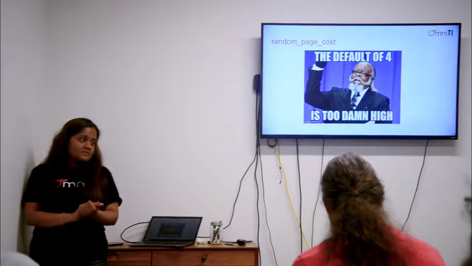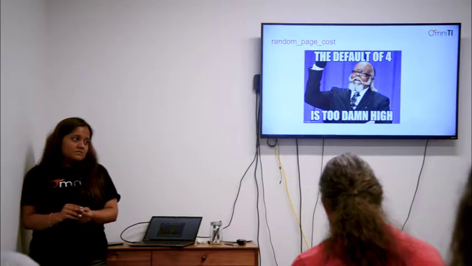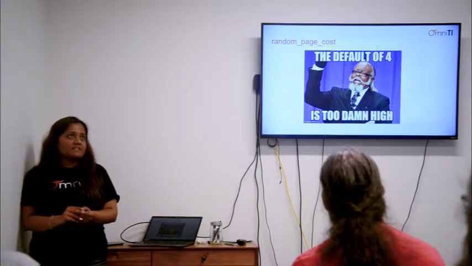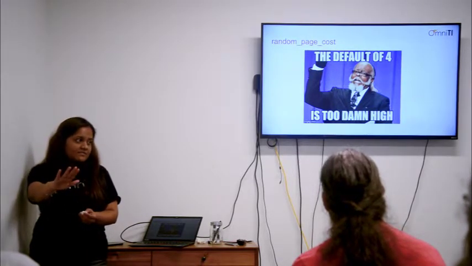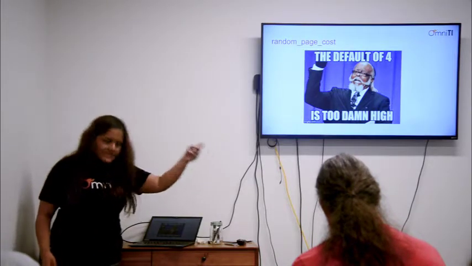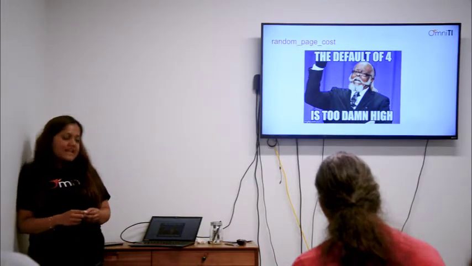And that's settable per table space? You can change it per table space, but you can change it at the cluster level as well. So if you had some slow disk, you could set it back to 4 for that. Exactly.